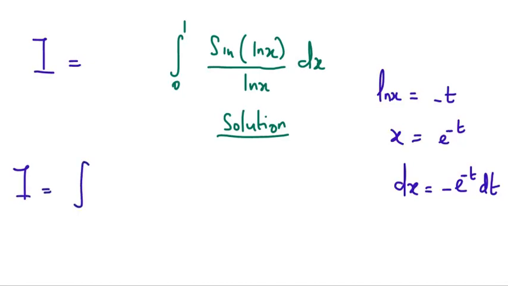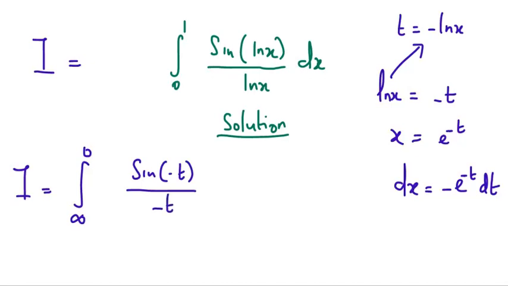Now let's think about the limits. Remember from this equation here, t is equal to negative natural log of x. So if x is approaching 0, t will be approaching negative natural log of 0, which is positive infinity. If x is approaching 1, t is approaching 0. We have here the sine of negative t divided by negative t, multiplied by negative e raised to the power of negative t, and then dt.